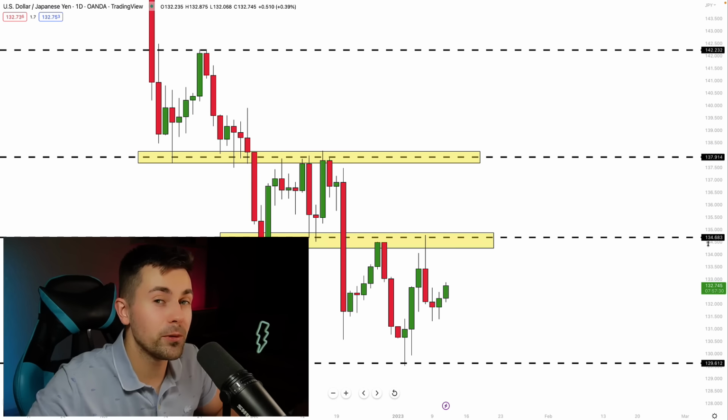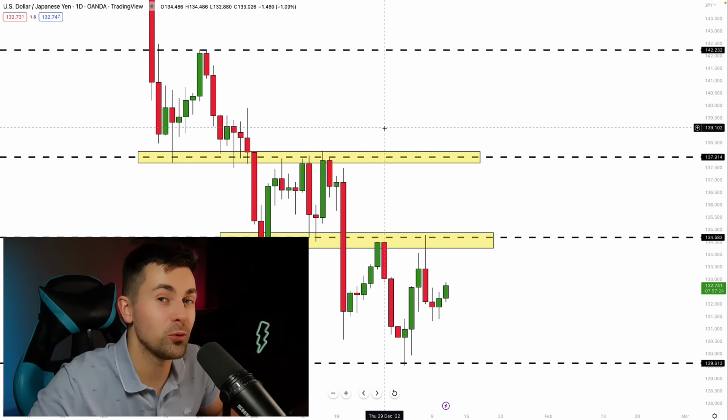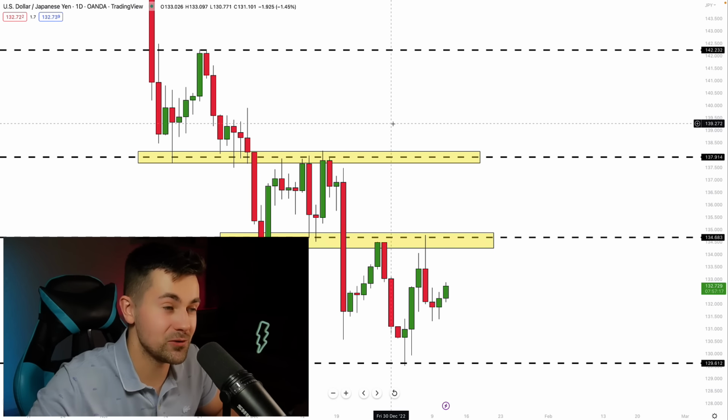And now you're probably wondering how exactly to draw the key structures. So let's take our structures that we spotted on the dollar yen and let me show you my rules for drawing the key structures.